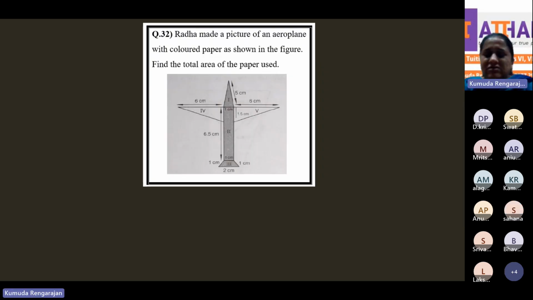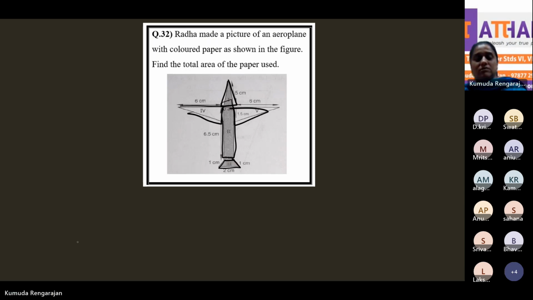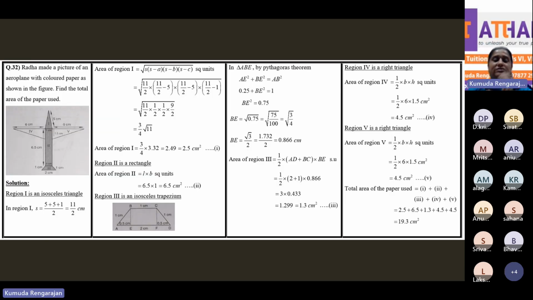You need to find the area of the model. So this one is very easy because this one is a triangle. You should find the area of this triangle. This one is a triangle. This one is a triangle. This one is a rectangle. And this one is a trapezium. Take a picture, children.